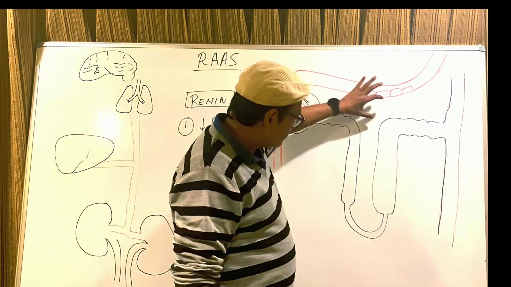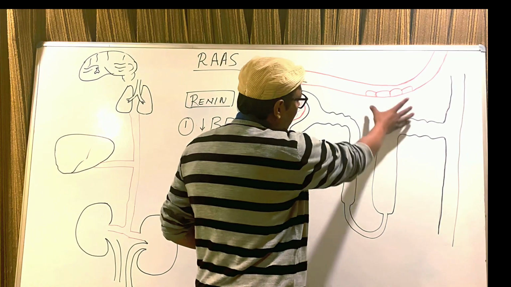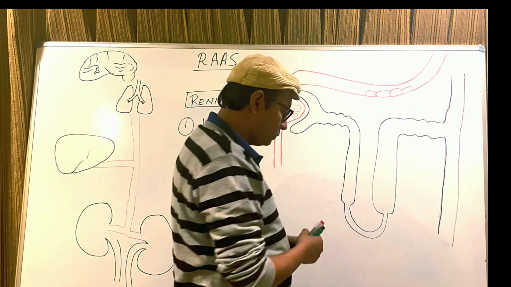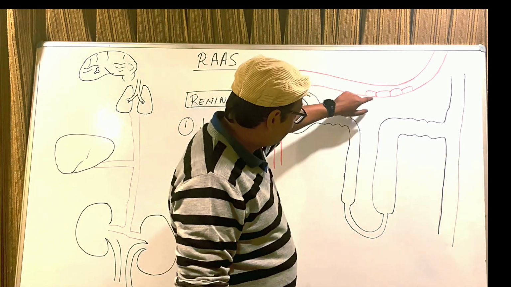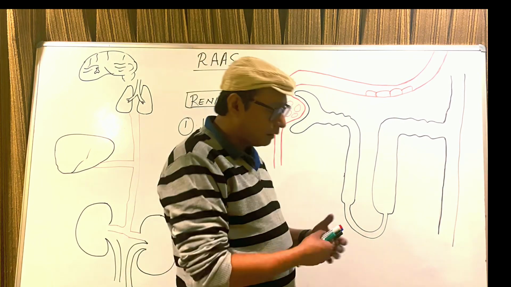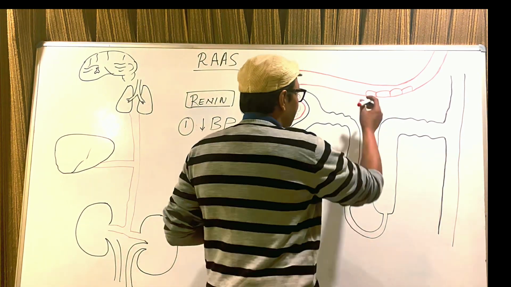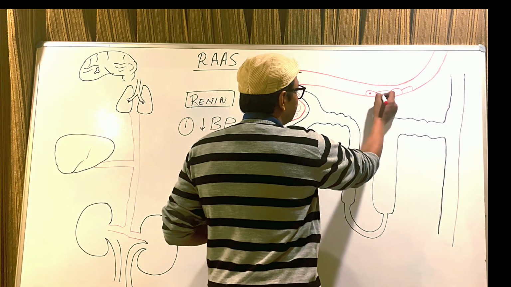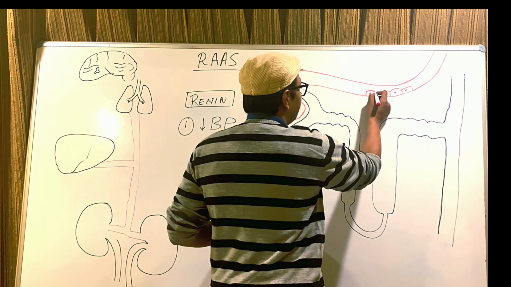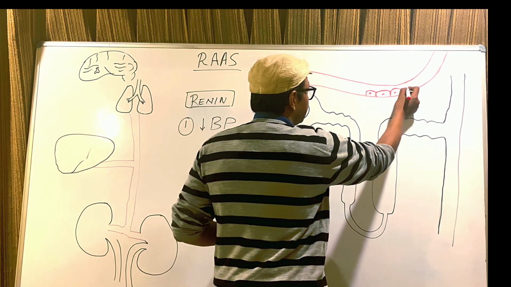So these arterioles have an intimate relationship with the distal convoluted tubule. These arterioles have specialized cells which are very granular in nature, and they contain granules. These are also known as the juxtaglomerular cells.